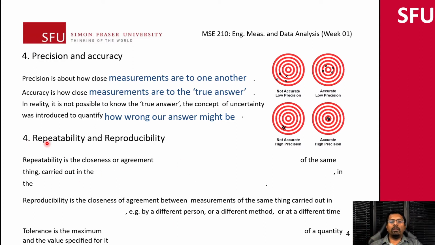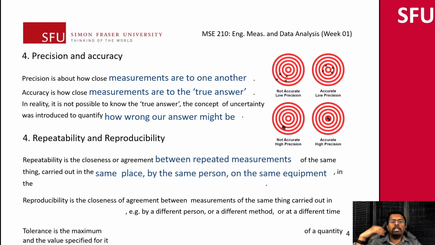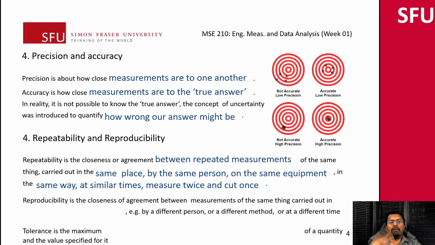The next concept is known as repeatability and reproducibility. Repeatability is looking at the closeness or agreement between repeated measurements of the same thing. For instance, I could be measuring a voltage, taking the first voltage and then the second voltage of the same value, assuming it doesn't change. It's typically carried out in the same place, say in my office, with nothing else changed, with the same equipment, and in the same manner, measuring twice, thrice, and so on.